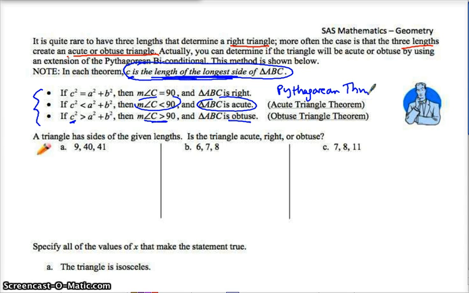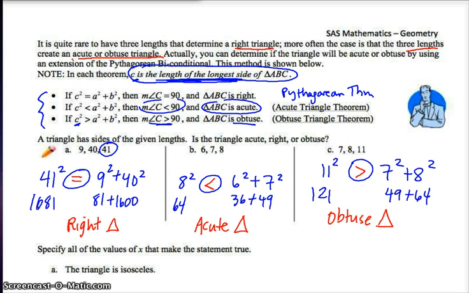So what do you do when you're looking at these three examples? You have to look at the largest number. So we're going to set it up. Is 41 squared, and I'm going to put a circle here because I don't know if it's an equal sign, a less than sign, or a greater than sign. 41 squared, how does that relate to 9 squared plus 40 squared? So just grab your calculator, add them up, and see what you get. I'm going to go ahead and pause here and fill in the answers, and you should try these on your own.